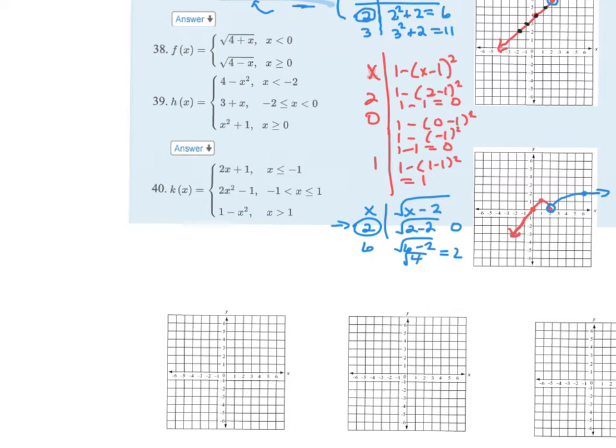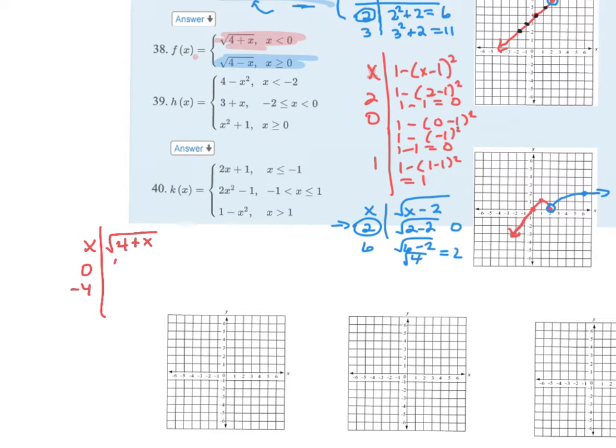So again, I can graph the first one in red. And I'll graph the second one in blue. So for the red one, I could do my little table. So the square root of 4 plus x. And again, my x values have to be, I need to plug in a 0. And then I also have to find some numbers that are less than 0 to plug in. So let's go ahead and plug in -4.